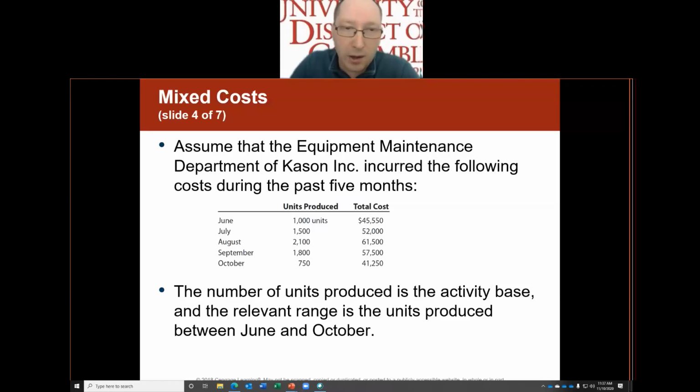So here's a company's equipment maintenance department that incurred the following over the past 5 months: June, July, August, September, October. In June, they produced 1,000 units, 1,500 in July, 2,100 in August, 1,800 in September, 750 in October. We can see that their total cost is very closely correlated: 45,500 in June, 52,000 in July, 61,500 in August, and so forth. The number of units produced is the activity base, and the relevant range is the units produced between June and October.